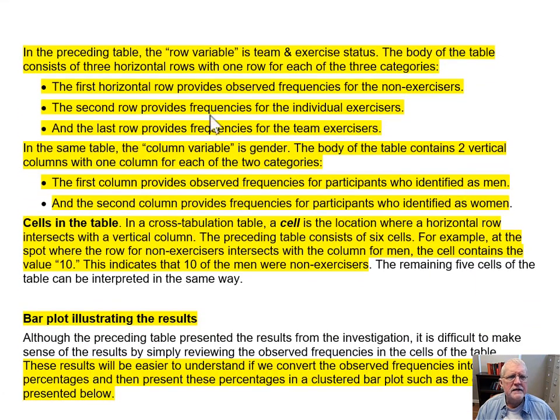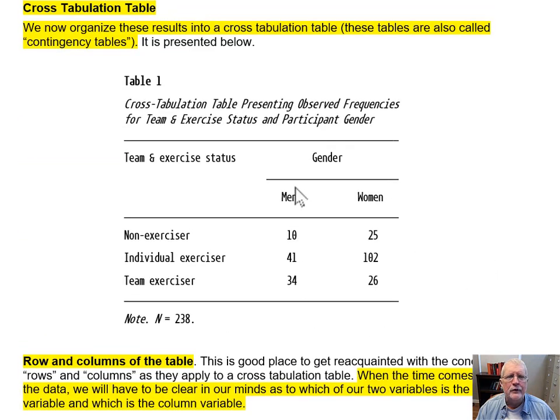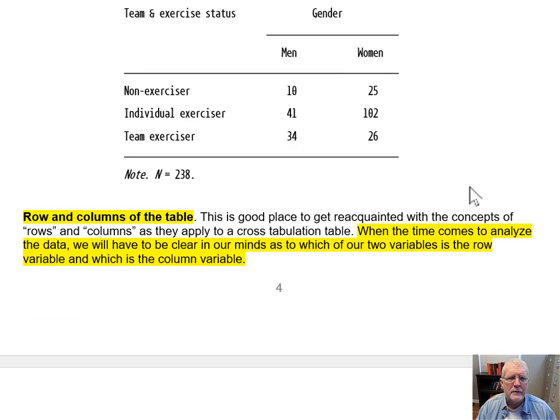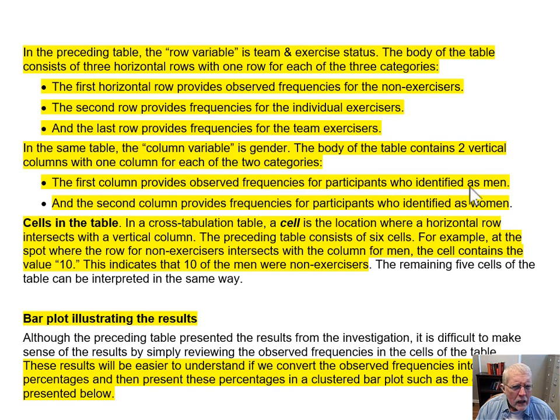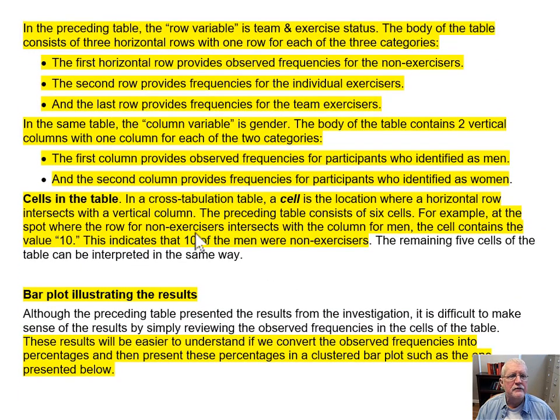It goes on to say, in the same table, the column variable is gender. The table consists of 2 vertical columns, 1 column for each of the 2 categories. In the same table, the column variable is gender. One of the vertical columns represents men, one of the vertical columns represents women. I'm continuing now on page 5. I'm sort of in the middle of page 5.